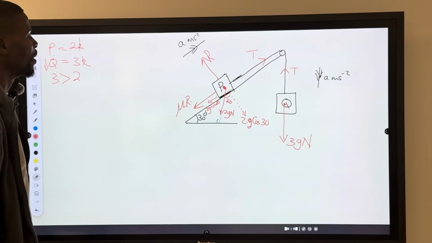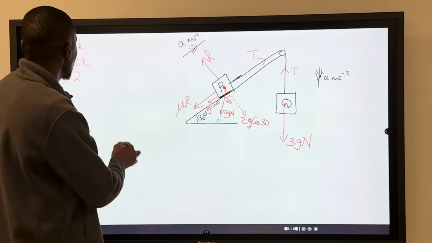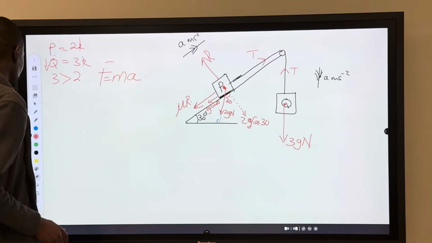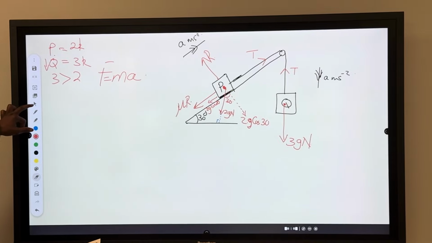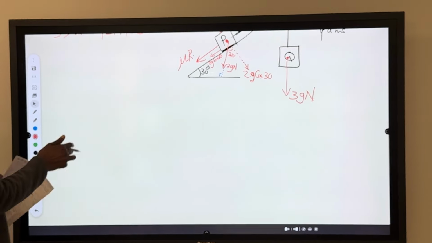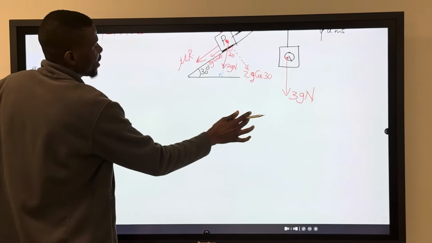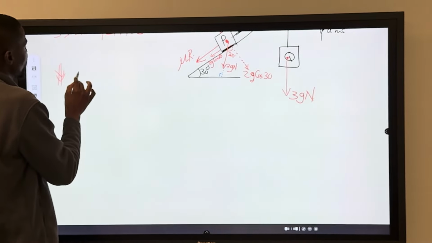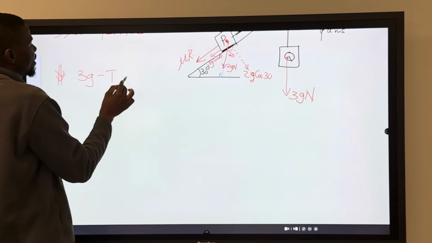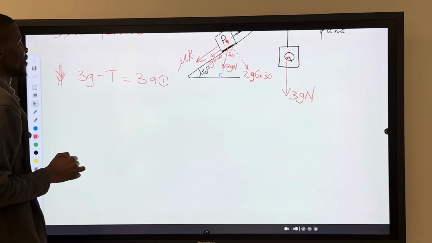So now remember, the other step is to apply Newton's second law of motion, which is F equals mass times acceleration. So if we consider this motion, our force, since it's going down, is going to be 3g minus tension, which is equal to 3a. So that's our first equation.